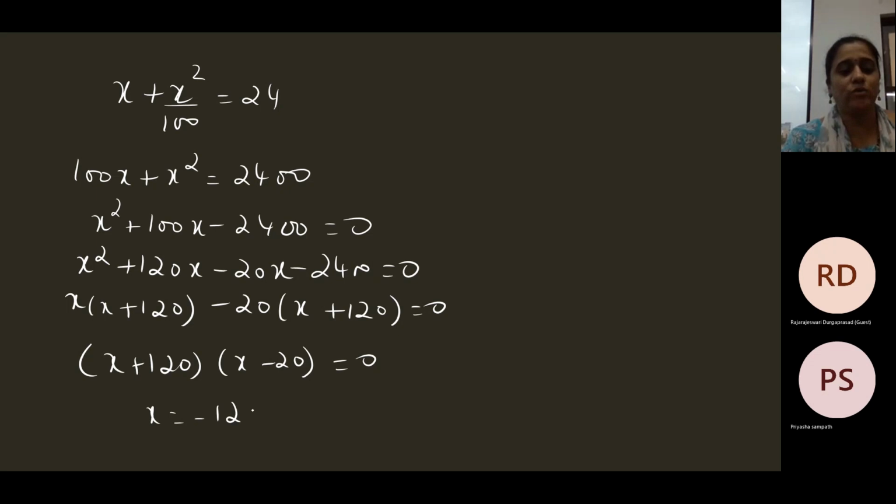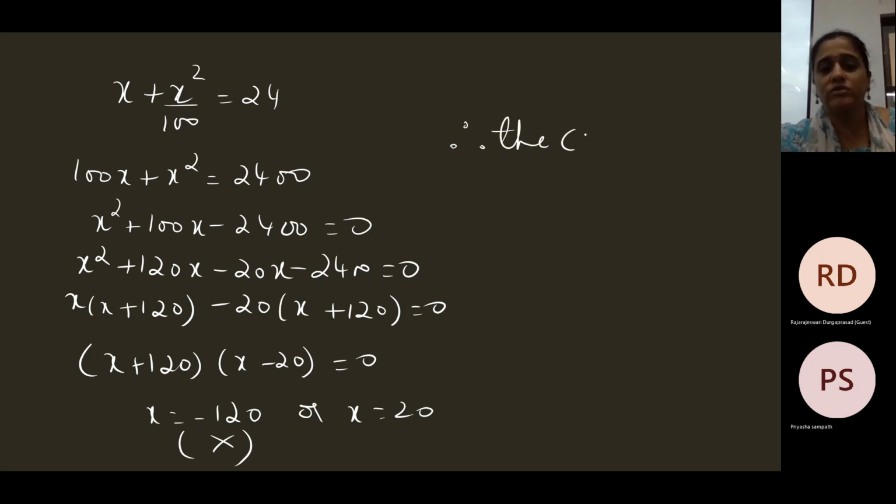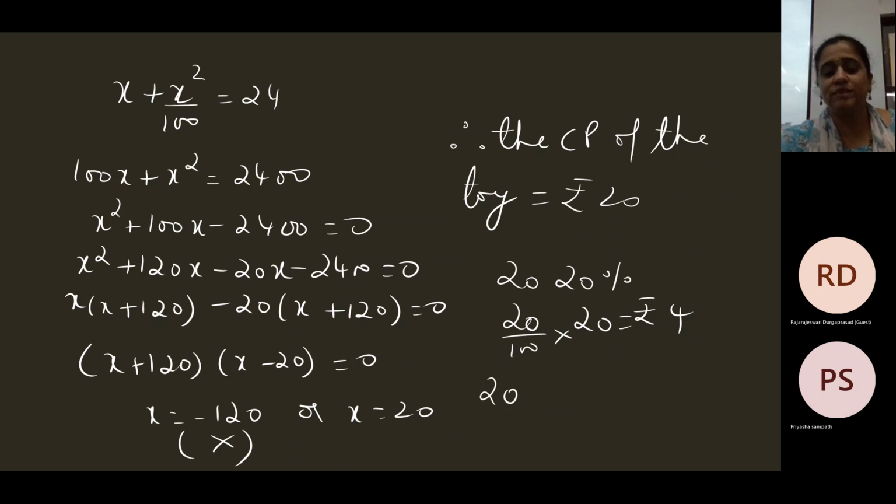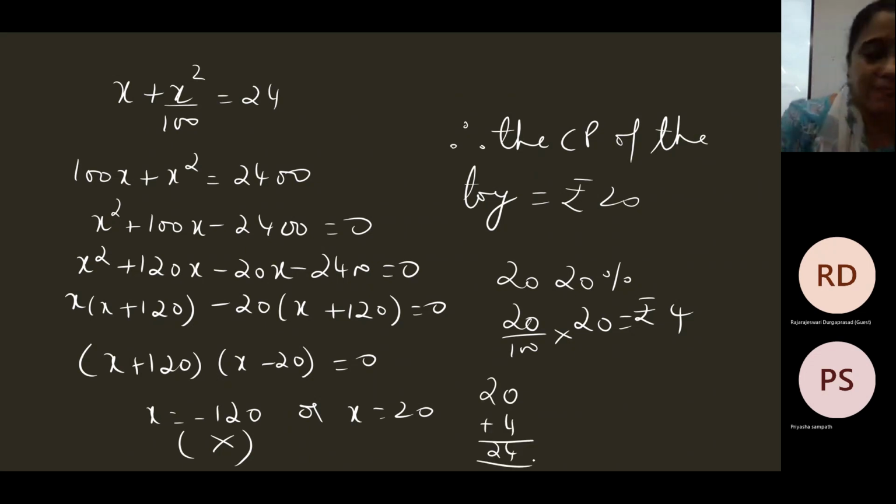So X is equal to minus 120 or X is equal to 20. So this is not possible. Minus 120 is not possible. Therefore, the CP of the toy is rupees 20. So 20 rupees is the CP, 20% is the profit. What is the profit in rupees? 20% of 20 rupees. So it is rupees 4. So the CP 20 plus profit 4 is the SP 24.